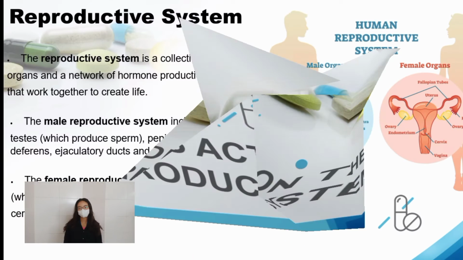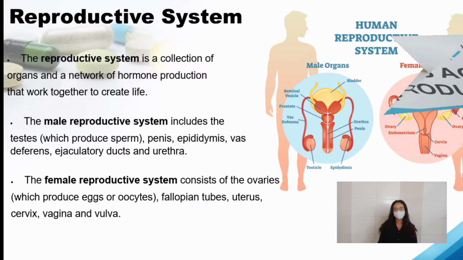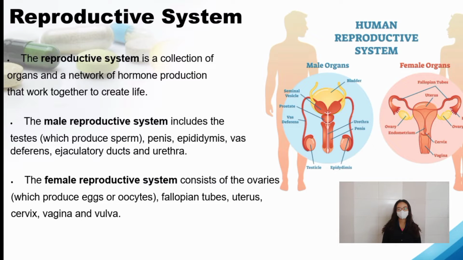The reproductive system is a collection of organs and a network of hormone production that work together to create life. The male reproductive system includes the testes which produce sperm, penis, epididymis, vas deferens, ejaculatory ducts, and urethra. The female reproductive system consists of the ovaries which produce eggs or oocytes, fallopian tubes, uterus, cervix, vagina, and vulva.